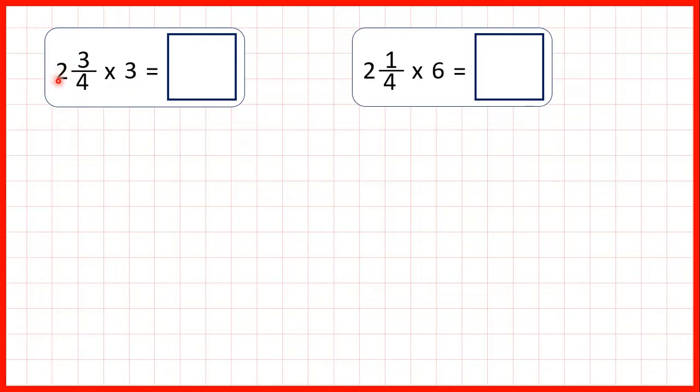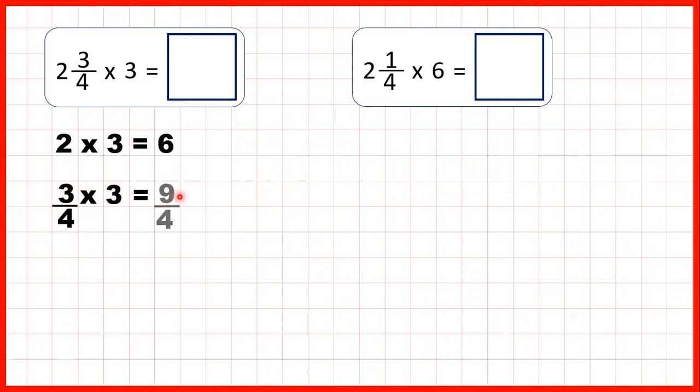So if we look at the whole number first, 2 times 3 is 6, so then we can work out 3/4 times 3 and add up our answers. But we need to be really careful here. When we multiply a fraction by a whole number, we only multiply the numerator and the denominator stays the same. We'll see why we have to do that in a moment. But 3 times 3 is 9 and the denominator stays the same.